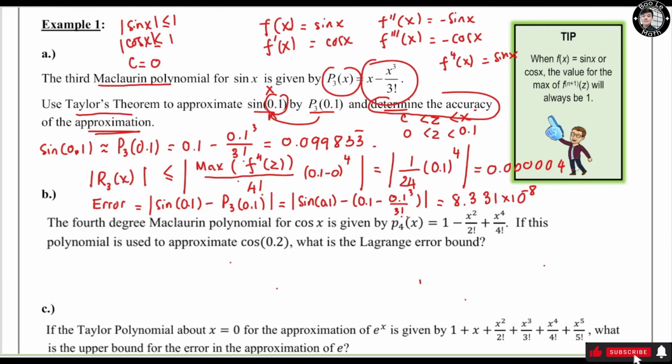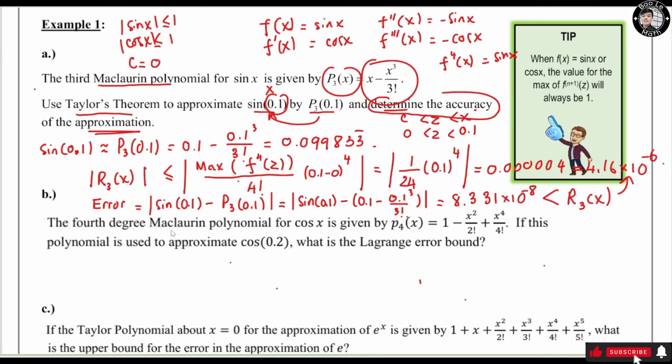And the error right here is going to be 4.16 times 10 to the negative 6. And this is always less than or equal to the bound, which is the value right here. Now let's move on to question B.